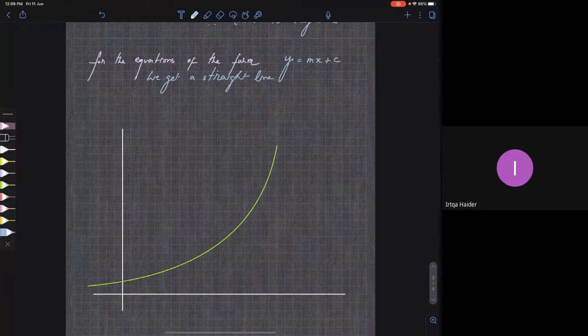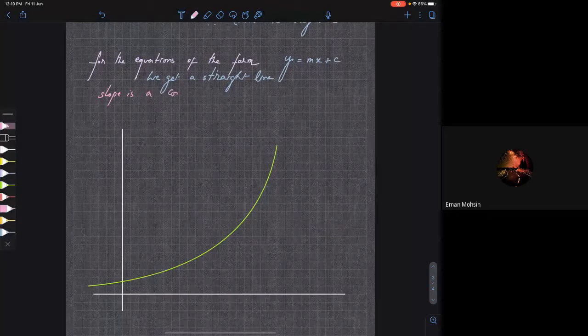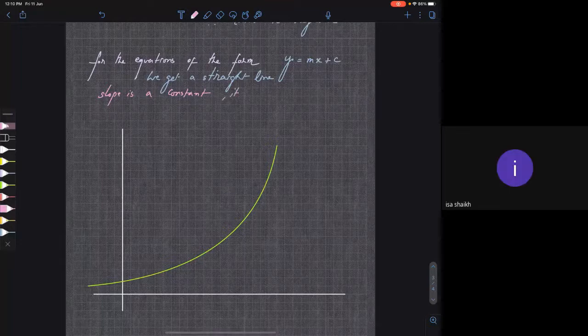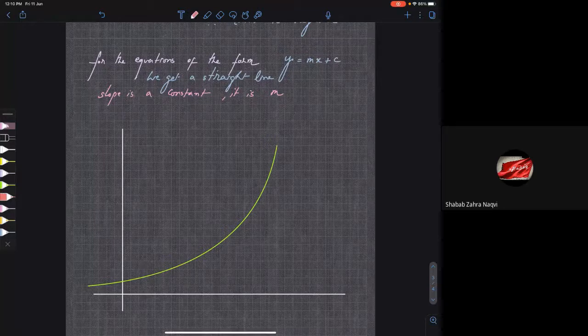A straight line means what? The slope is constant. In this particular line, it is not constant. In the equation y is equal to mx plus c, the slope is m. Clear? So till now we don't have any problem.